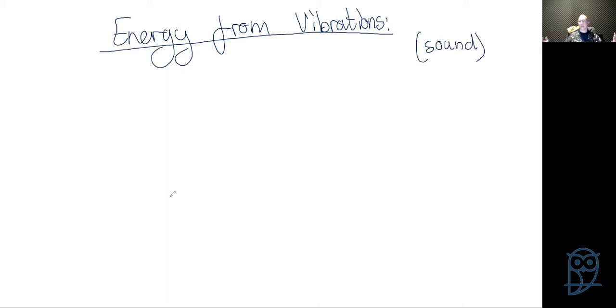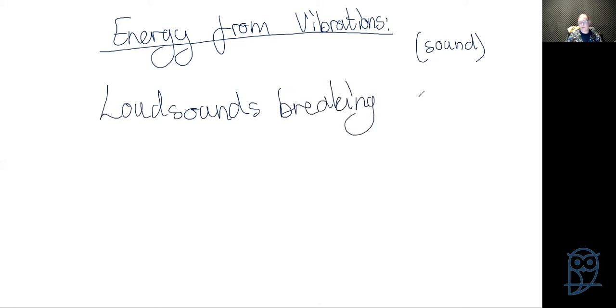That can be a loud sound that breaks windows. If you've ever heard of a shock wave, that is energy coming from some kind of vibrations. It could also be something like breaking a wine glass using your voice. If you've ever seen opera singers do that trick, it's quite cool. So this is essentially what your books call sound energy. So this is loud sounds, breaking windows, shock waves.